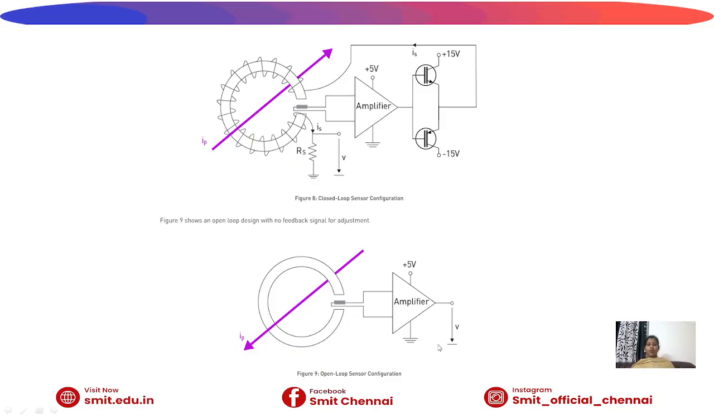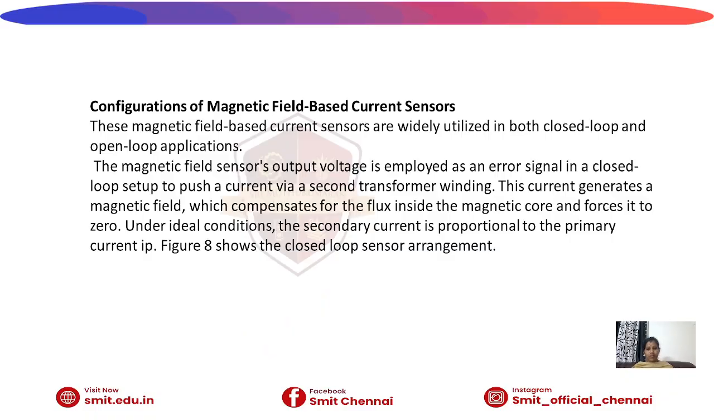But in the open loop configuration, we do not have any resistor for measuring the output voltage. We only have the amplifier, and that amplifier is directly connected to the output voltage. We don't have any transistor, switching system, or resistor to get a feedback output. It gives only one output, that's all. That is the open loop sensor configuration. These are the two configurations used in magnetic field based current sensors.